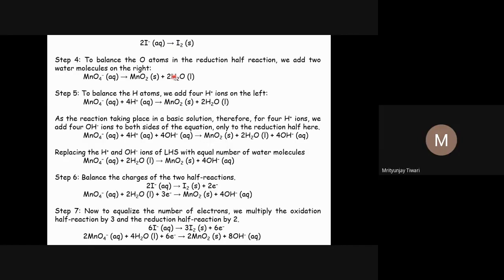Now to balance hydrogen atoms, as we have seen earlier, we add H plus ions, and the number of H plus ions would be equal to the number of atoms that are in excess on a certain side. There are 4 hydrogen atoms on the right hand side and no hydrogen atom on the left hand side. So 4 hydrogen atoms are in excess on the right hand side of the second half. So we need to add 4 H plus ions to the left hand side, and so we have added 4 H plus ions here to the left hand side of the second half reaction.